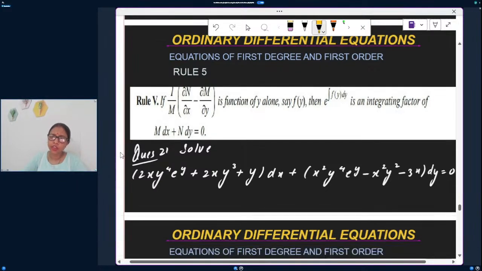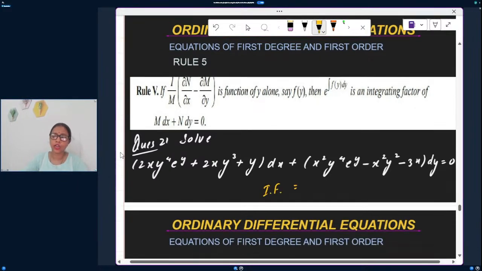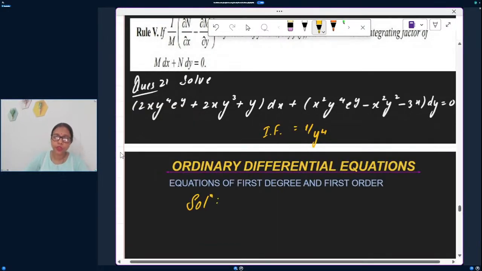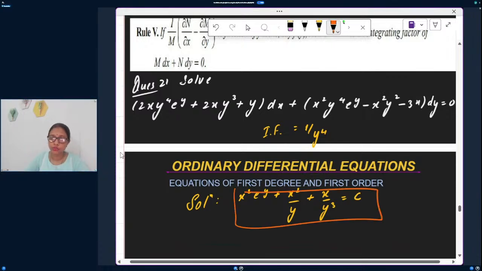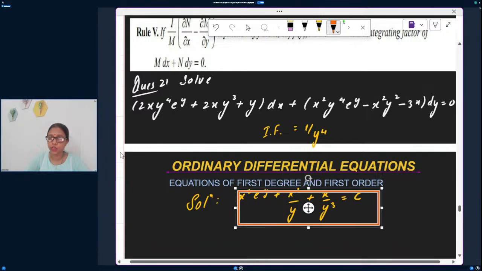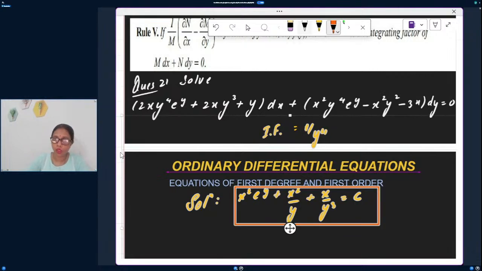Great. So beta, the integrating factor you can find out from here. That will come out to be 1 by y raised to the power 4, right? And I'm directly writing the solution. The solution would be x square e raised to power y plus x square divided by y plus x divided by y, yes, complete. It would be 0. This is equal to the answer. You have only one integration to do because the second integration with respect to y is 0, because there is no term of n without x. That is your answer.